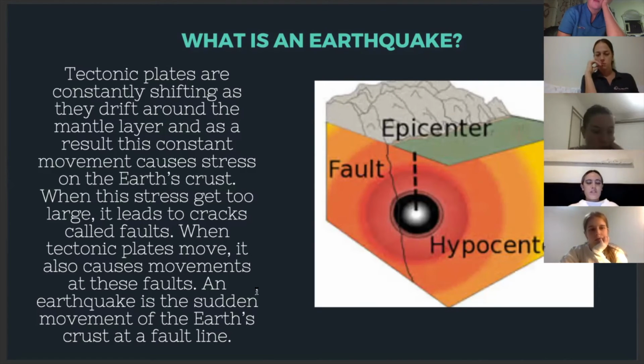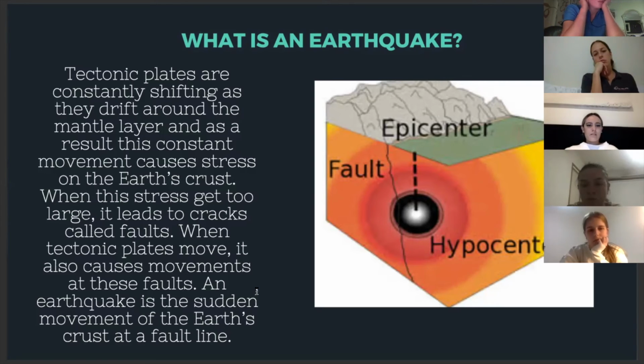So essentially your tectonic plates are just massive irregularly shaped slabs of solid rock that are composed of your continental and oceanic lithosphere, like Tamara said before. Tectonic plates are constantly shifting as they drift around the mantle layer, and as a result, this constant movement causes stress on the Earth's crust. When this stress gets too large, it leads to cracks called faults. When tectonic plates move, it also causes movement at these faults. An earthquake is the sudden movement of the Earth's crust at a fault line.